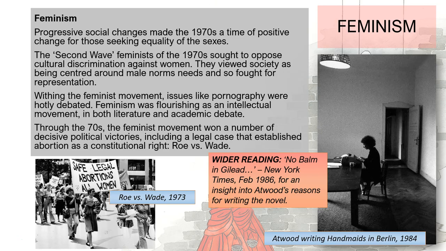Within this feminist movement, there were issues like pornography, which were hotly debated, and became, if you like, a kind of hot potato, a debate that's very, very difficult to hold. Feminism was flourishing at this time as an intellectual movement, both in literature and in academic debate. And the results were great. Throughout the 70s, a number of decisive political victories were won. Rights, property rights, employment rights, and so on and so forth.